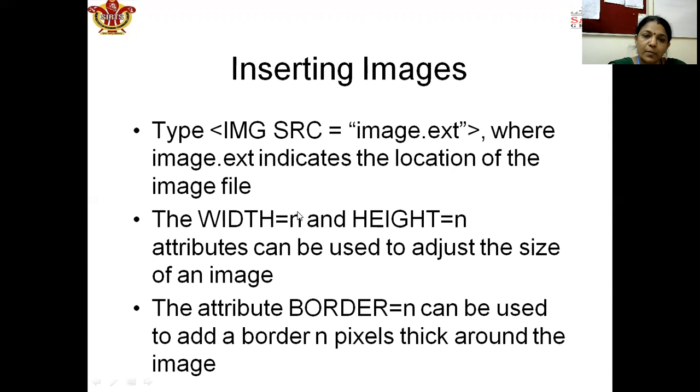Whatever number n you allocate for that particular attribute, the size of the image will vary in proportion to that. The attribute border equals n can be used to add a border n pixels thick around the image. As the number n increases, the thickness of the border width increases in the same proportion.